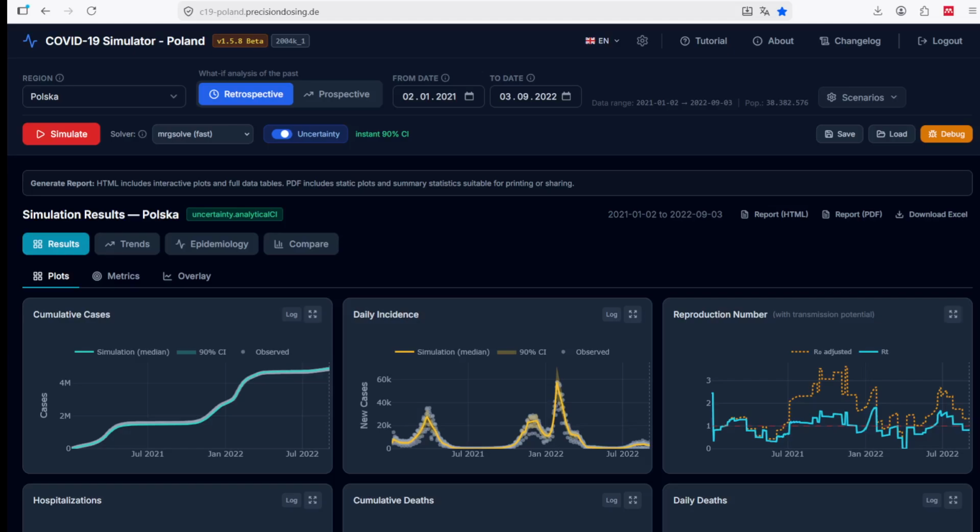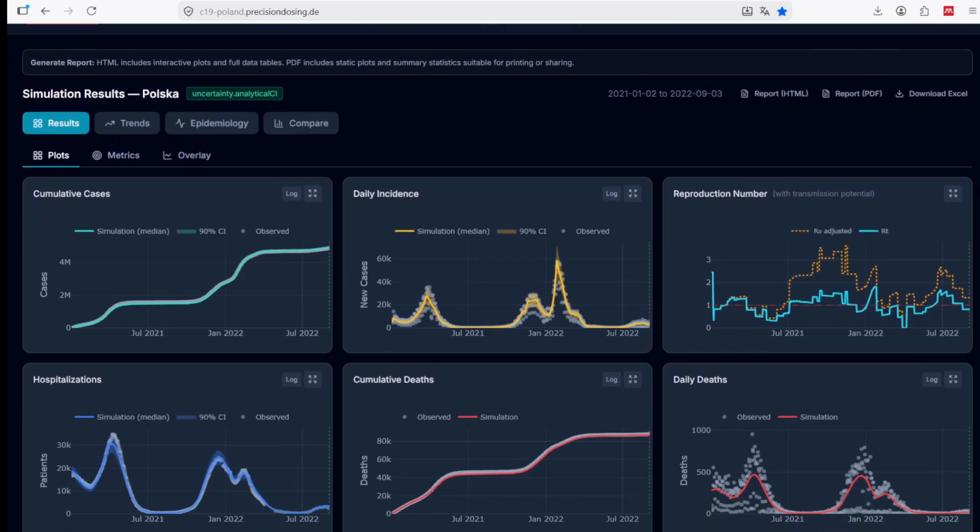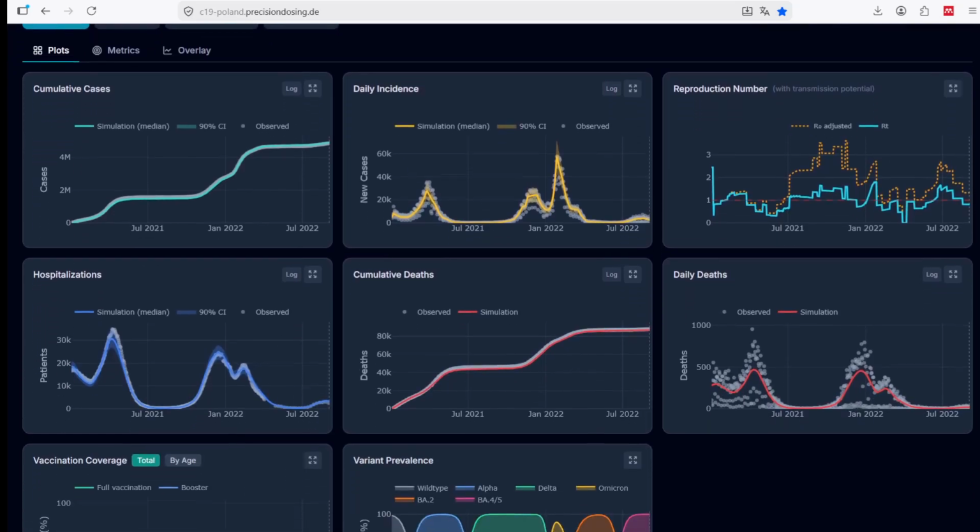Hello and welcome to the second video of the tutorial series for the COVID-19 simulator developed as part of the EUVABECO project. I will now guide you through the available analysis tools for the simulation results. In the Results section, the Plots subsection shows the trajectories of the epidemiological data and influential variables over time.